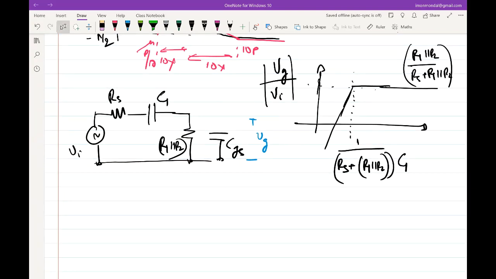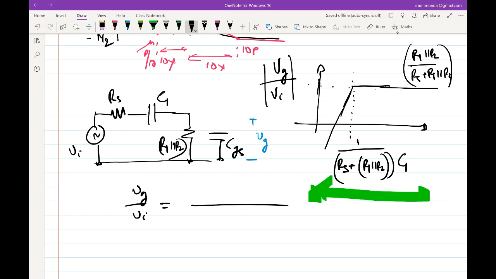And so, if we just stare at this expression, at this plot, what will VG over VI be? I can obviously write out the maths, but if I just stare at this plot, what do you think VG over VI will look like? It should have a 0 at DC, right? Do you agree there should be a 0 at DC?